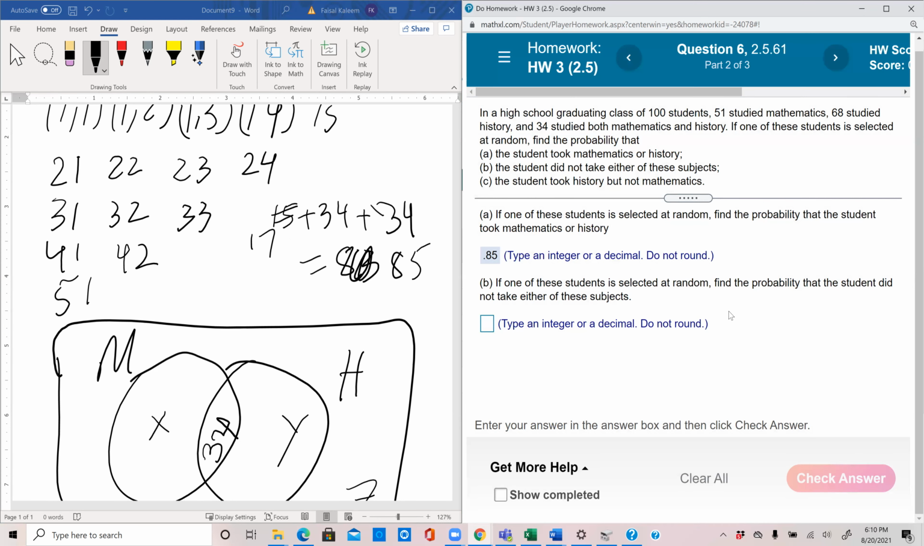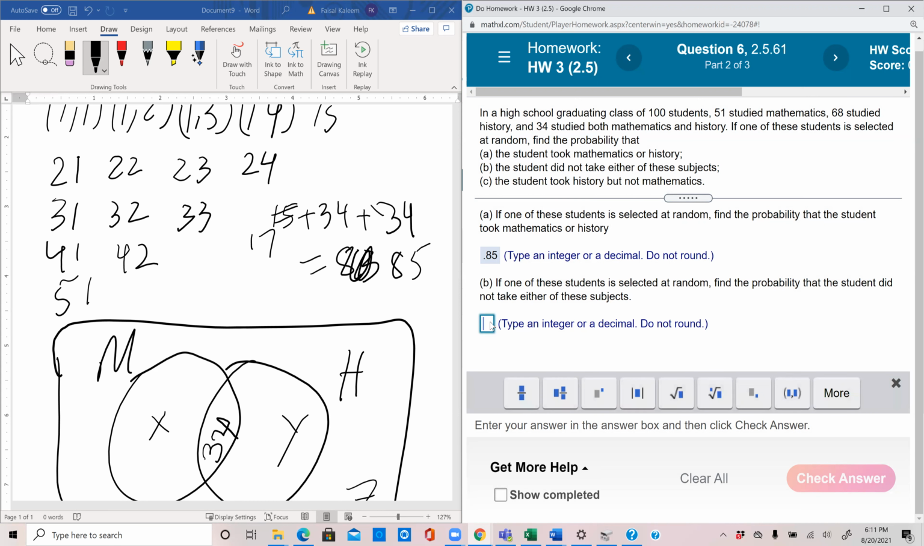And then find the probability that the student did not take either of the subjects. So this is math or history. So neither math nor history would be the complement of that. So 1 minus 0.85, and that's 0.15.